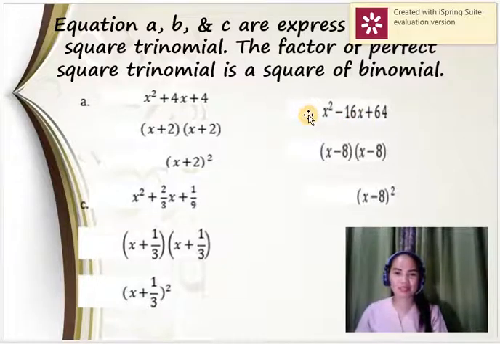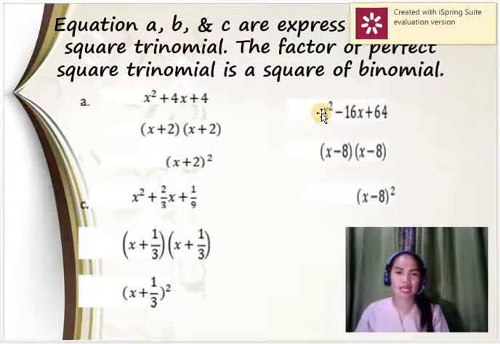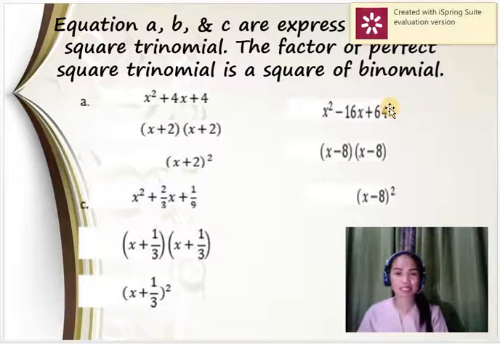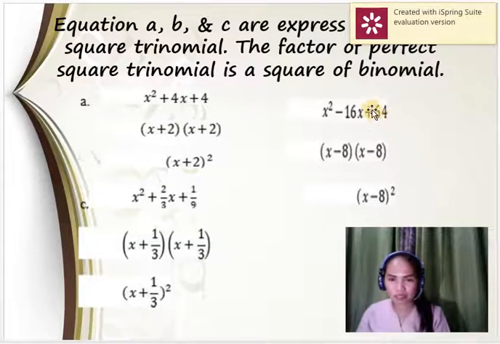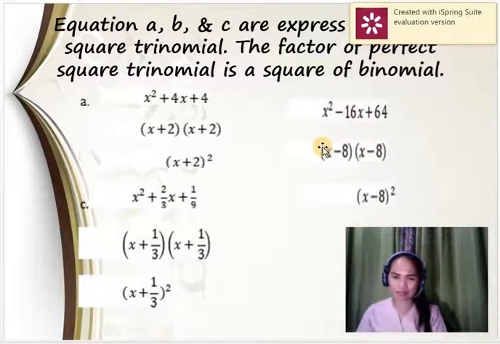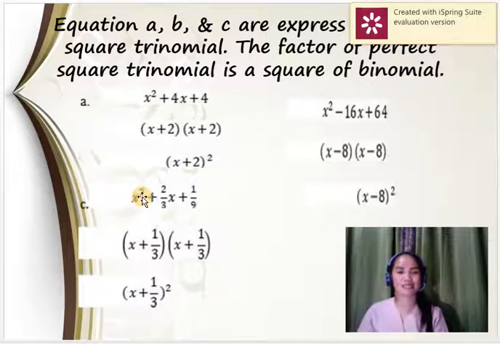Example B: x squared minus 6x plus 64. Make an open and close parenthesis. Factor the first term: x and x. Factor the last term: 8 and 8. Copy the sign of the middle term. There you go, we have the factors. Let us express it as a square of a binomial.